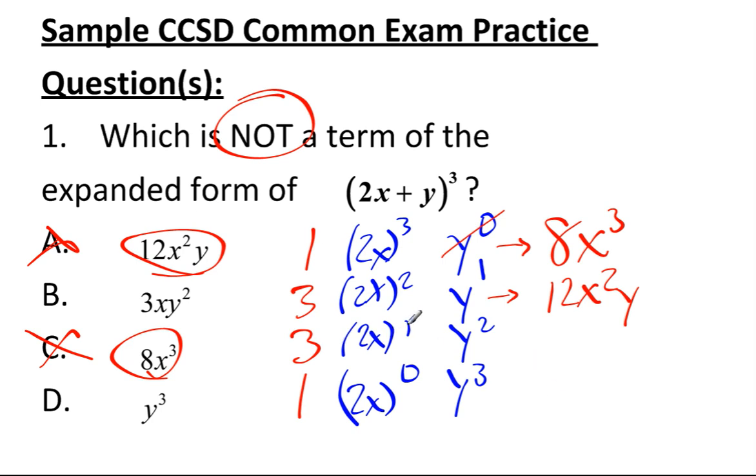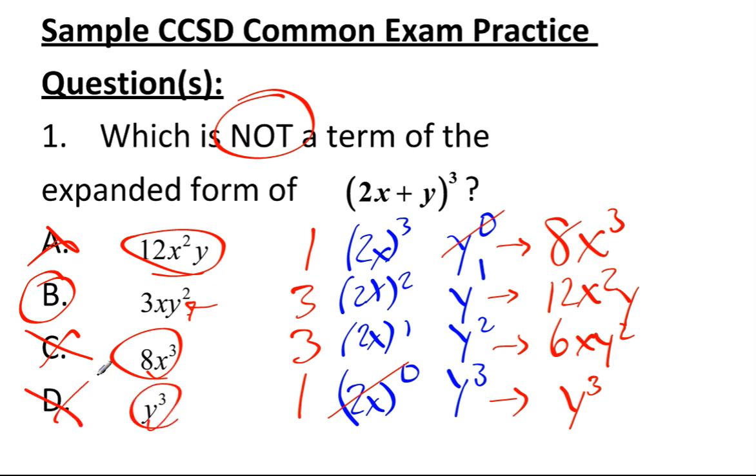This one we got 2 to the 1 power times 3 is going to make 6xy squared. That is not the same as this one, so that's going to be our answer. And our last one here is just going to be y cubed, which is this, and proves us right on B being the correct answer.